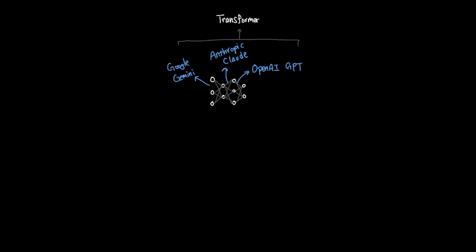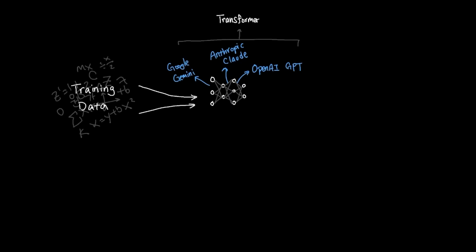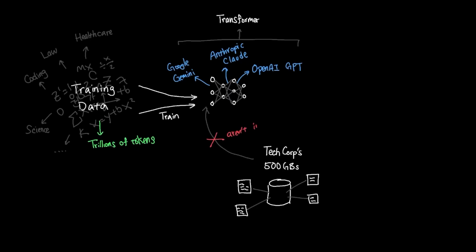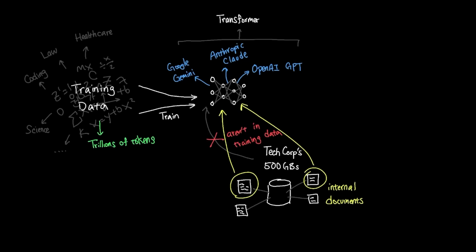Popular LLMs like OpenAI's GPT, Anthropic's Claude, and Google's Gemini are all transformer models that are trained on large sets of data. The size of training tokens can go up to tens of trillions of tokens. The training data includes data from thousands of different domains like healthcare, law, coding, science, and more. But when we work in TechCorp, the 500 gigabytes of data that we have aren't part of the training data that was used to train the model, which means that in order for us to use the LLMs to ask questions about TechCorp's internal documents, we need the ability to pass in data to the LLM.